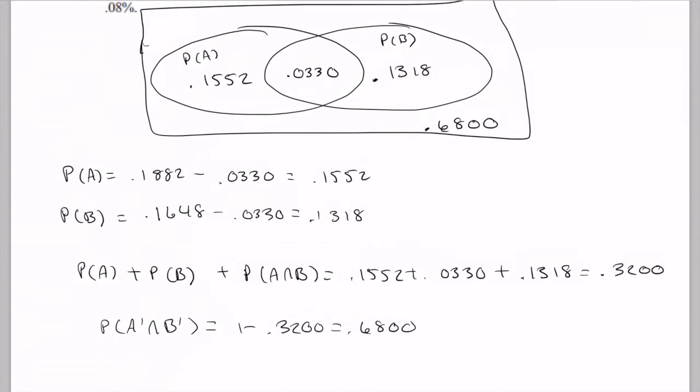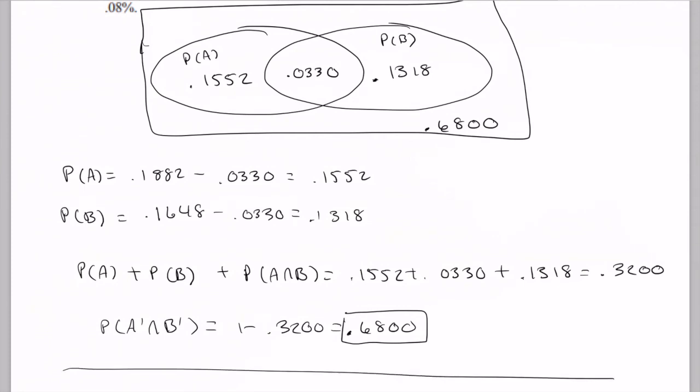So I think we're ready. Find the probability that the driver was 25 years or older. So that's the complement of A. And has a BAC level below 0.08. So that's also the complement. So guess what? This is our answer. The complements. So we're done with that.